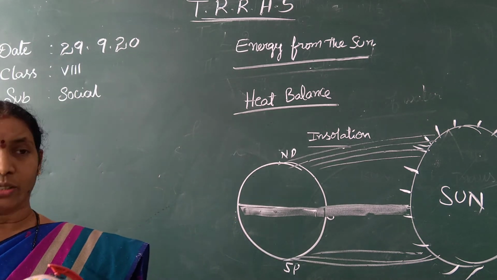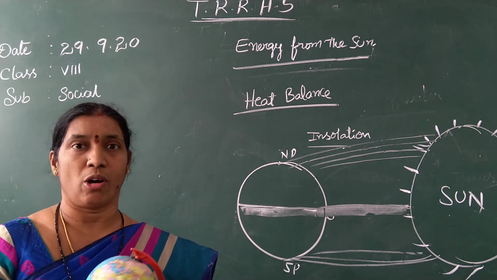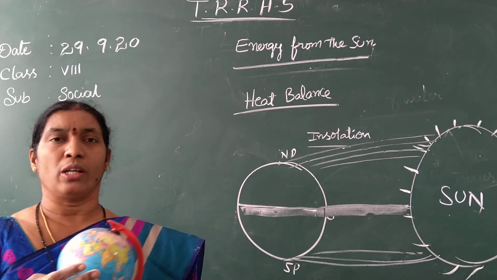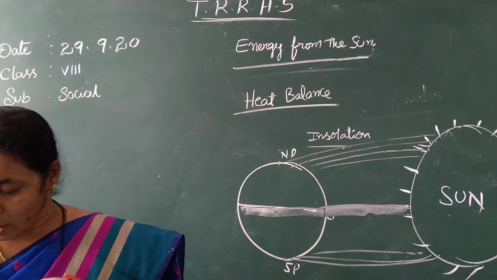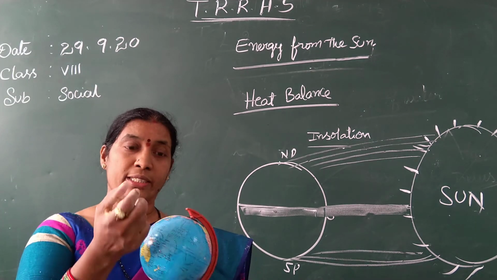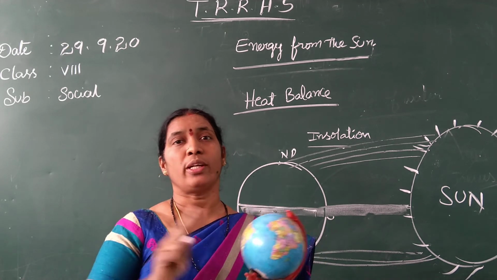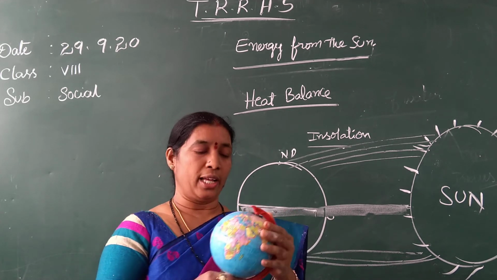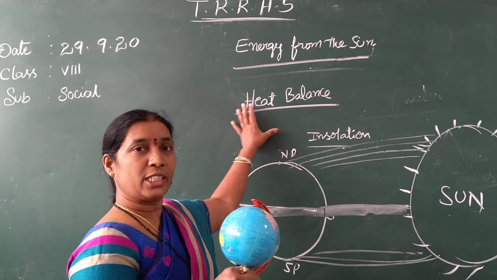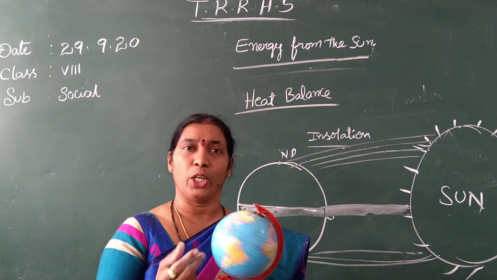If the entire heat is not radiated back, then what happens? It will become hotter and hotter. It accumulates heat every day, and the earth will become hotter. And on the other hand, if the earth receives less heat, also a problem. When it is taking less heat, then what happens? It becomes cooler and cooler. So both are dangerous. That's why the earth maintains a very good balance of heat. That's why it is called heat balance.